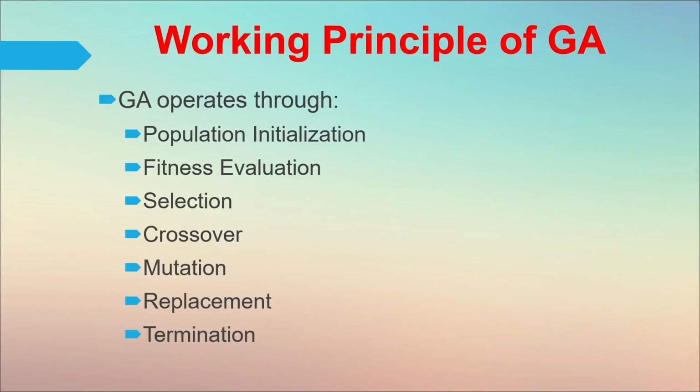What are the working principles of genetic algorithm? Population initialization, fitness evaluation, selection, crossover, mutation, replacement, termination. These are all the points that we need to take care of while applying the genetic algorithm, to understand the various working principles of GA. So, population initialization, fitness evaluation, selection, crossover, mutation and termination, that you need to follow.